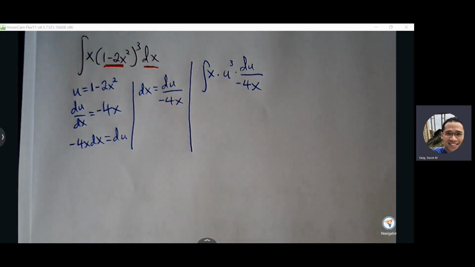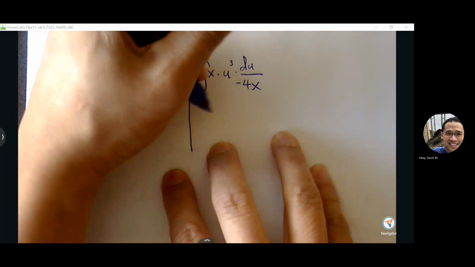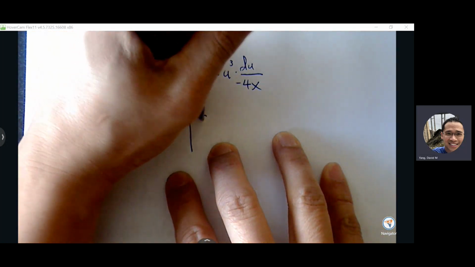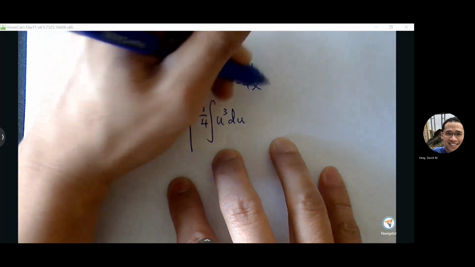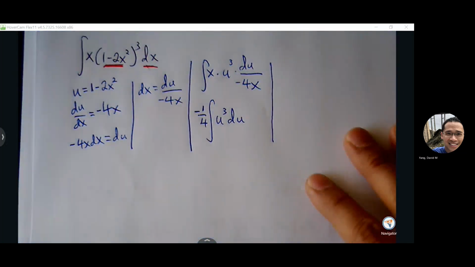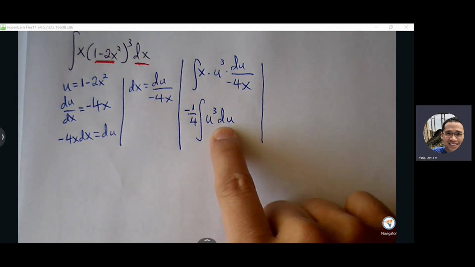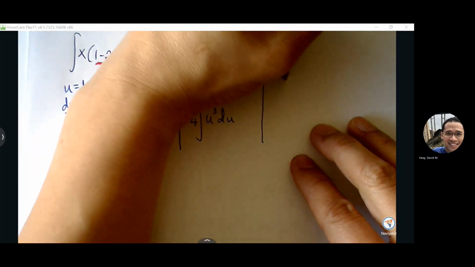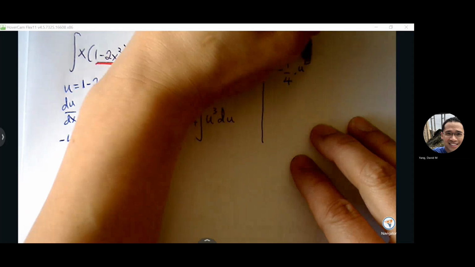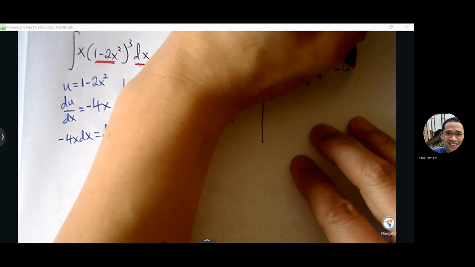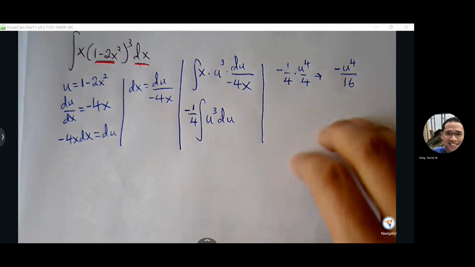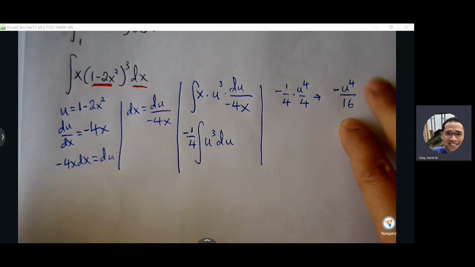Right? Did the x's go away here? Yes, x's cancel out. What can we push out in the front? -1/4. Nice, power rule. Okay, so now we're sitting at the antiderivative.